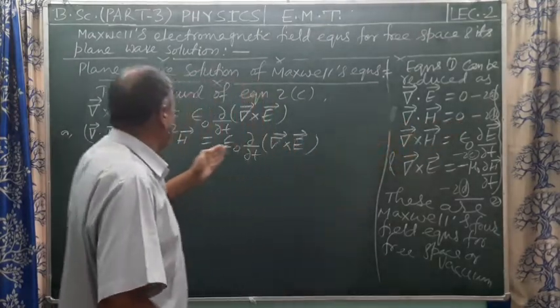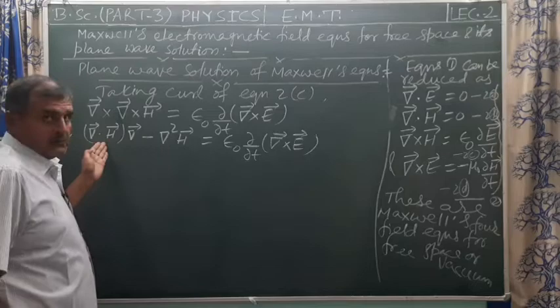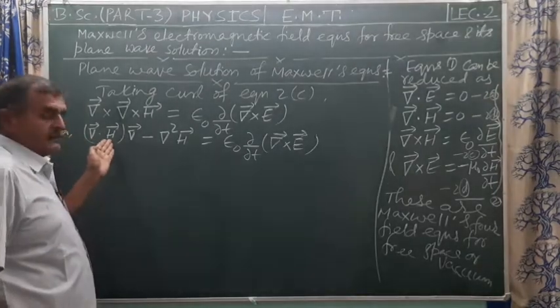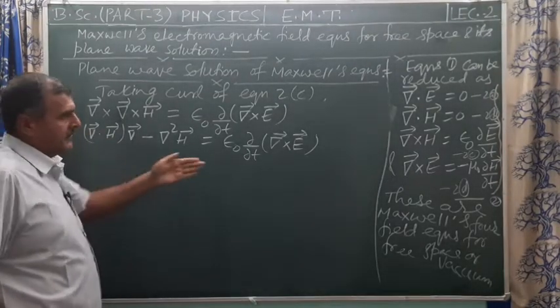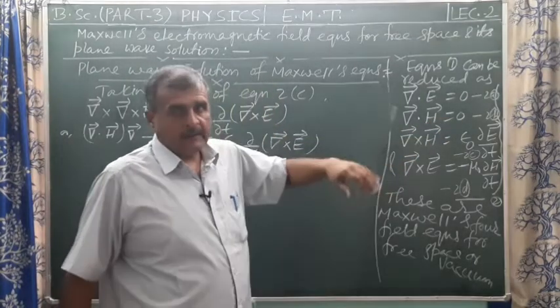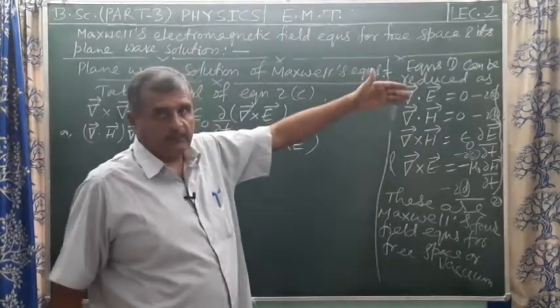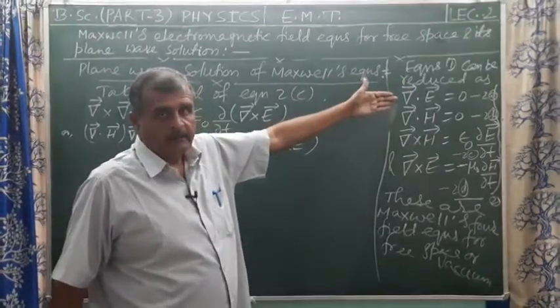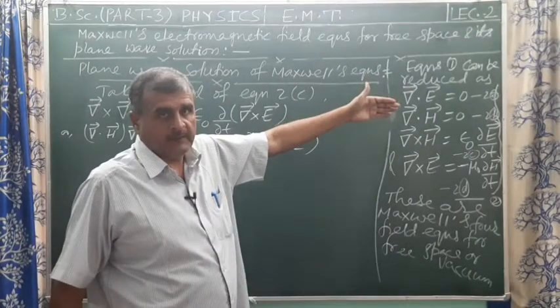Now using 2C and 2B, that is divergence H is equal to 0. So the first term of this equation reduces to 0, because del vector dot H vector is 0 in equation 2B. That is one of the Maxwell's four field equations in free space.